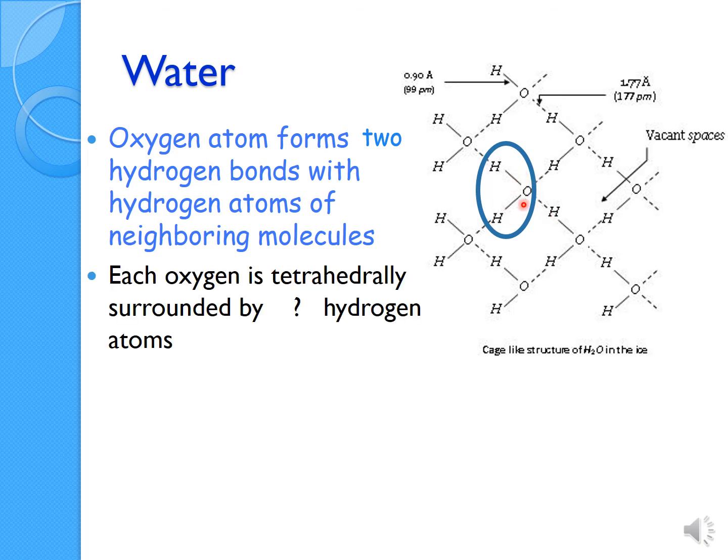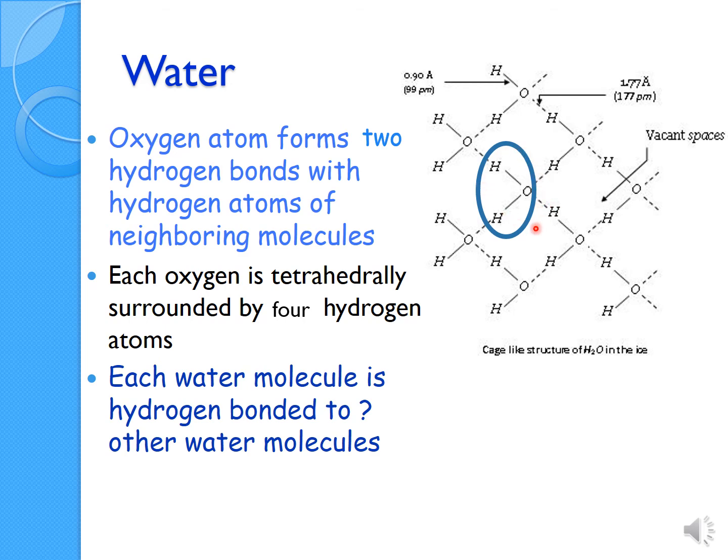Now again consider this oxygen atom. You can see it is surrounded by hydrogen atoms. How many hydrogen atoms are there surrounding this oxygen? 1, 2, 3, 4. So you can see each oxygen atom in this cage-like structure is tetrahedrally surrounded by 4 hydrogen atoms. Okay, consider this water molecule. How many hydrogen bonds does it form with other molecules? This water molecule forms 1, 2, 3, 4 hydrogen bonds with other water molecules.